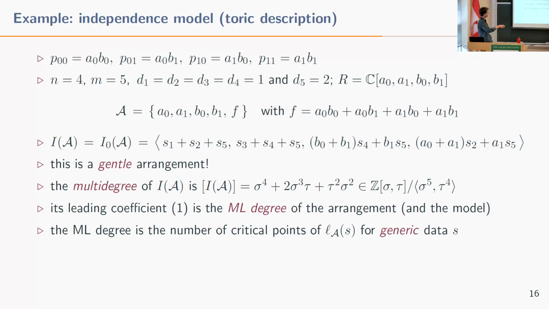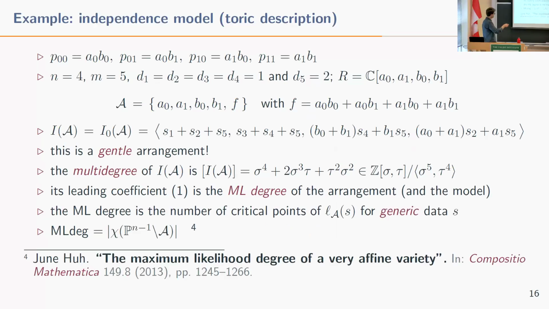And in this case, it's the leading coefficient of the multi-degree, and leading here in the tau variables, as I've written down here. Okay, so the leading coefficient is just 1, which is the ML degree of the arrangement. And in this case, it's also the ML degree of the model because my parameterization is nice.